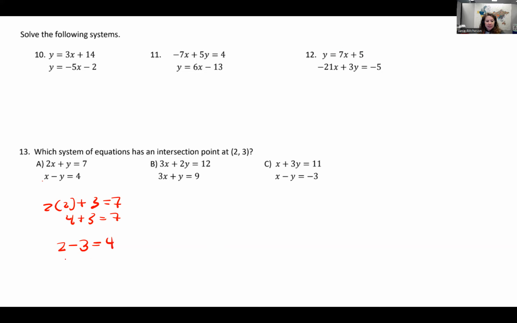All right, the second one says 2 minus 3, x minus y equals 4. Well, 2 minus 3 does not equal 4. It's negative 1. So A is not the right answer. Even though it worked for the first one, it doesn't work for the second one.